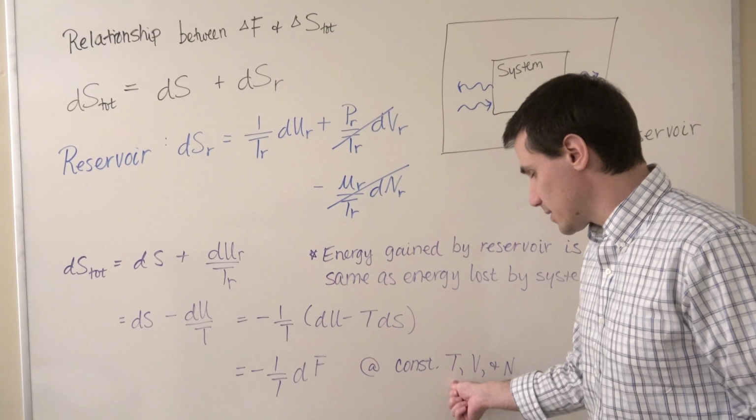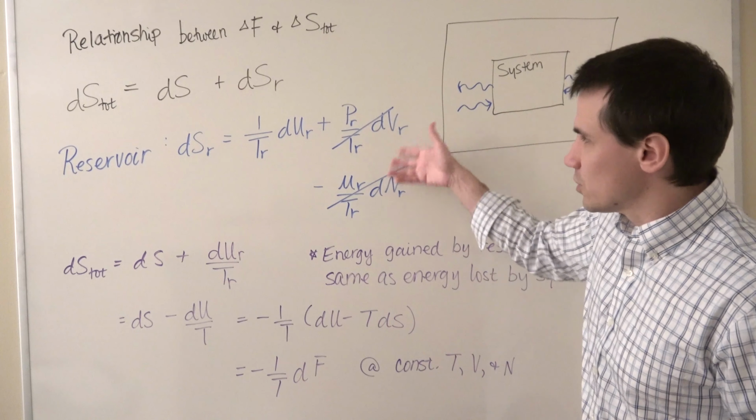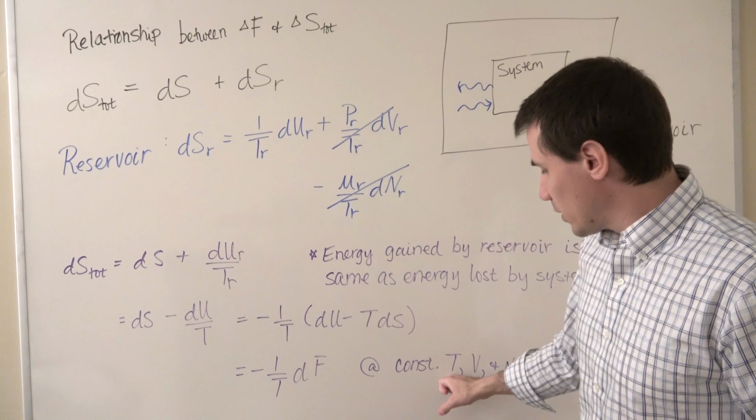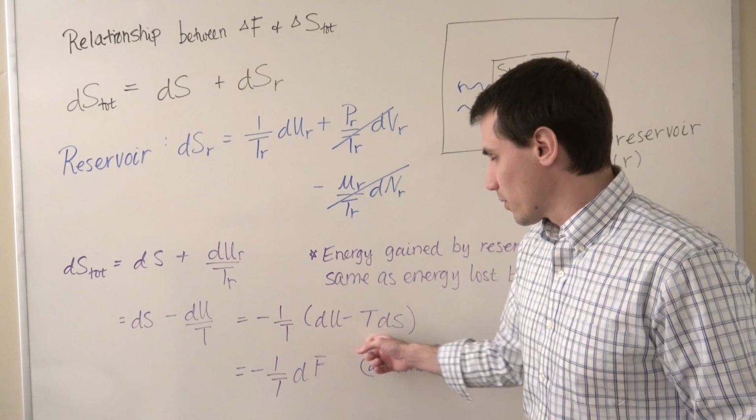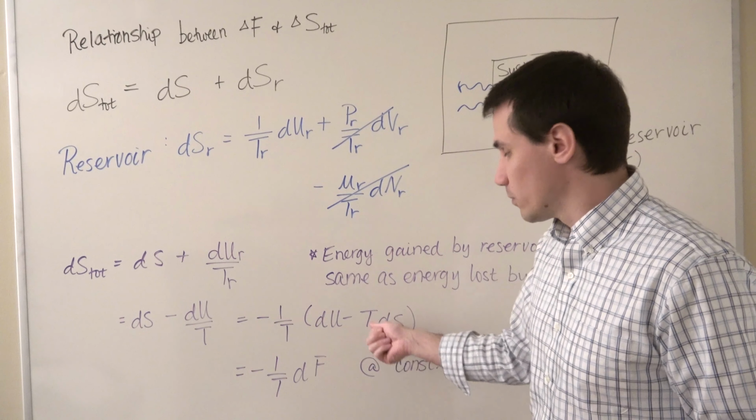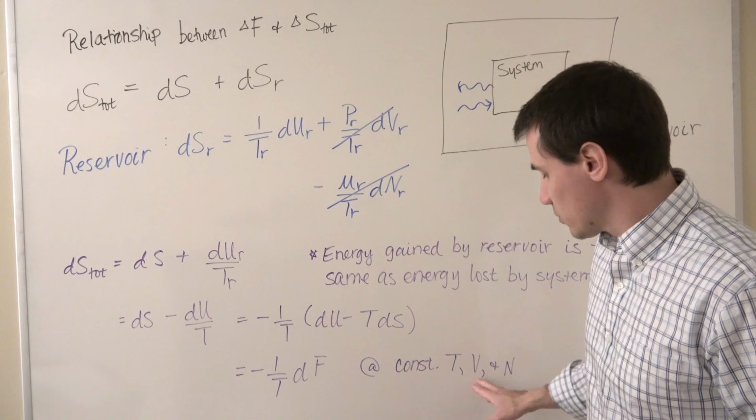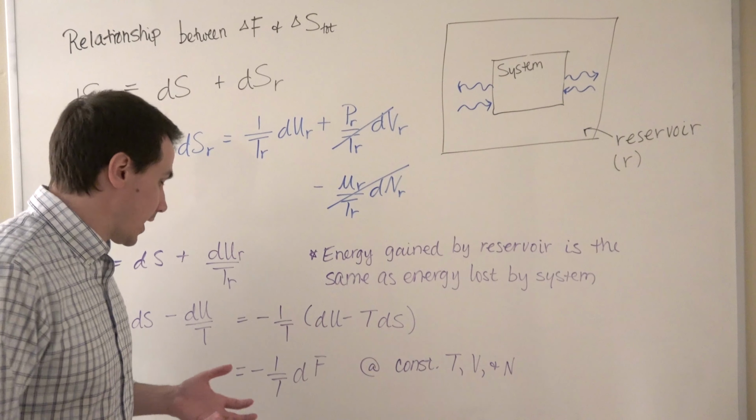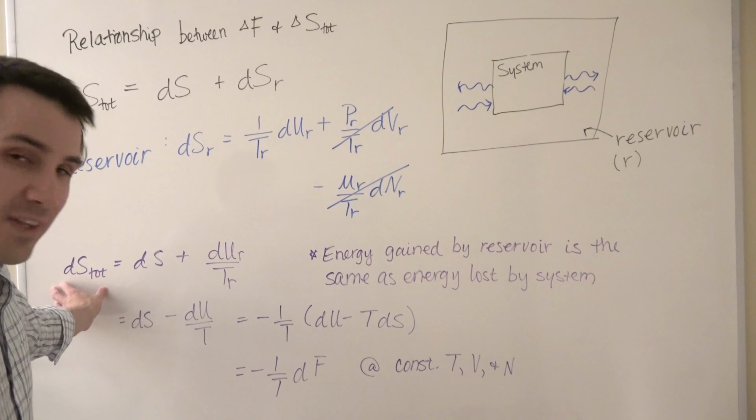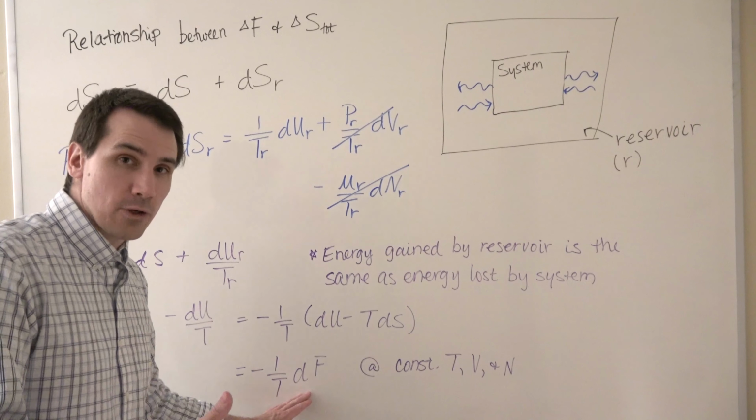Assuming that we are at constant temperature, constant volume, and constant number of particles, which is just what we assumed here. And we know that when we were talking about the free energy before, when we used this equation for the change in the free energy, we had already assumed that our temperature was constant. So this equation only holds as long as we have these three variables held constant. But if it does, which is the case that we'll be looking at, the change in entropy of the universe as a whole is simply equal to negative 1 over temperature multiplied by the change in the free energy.